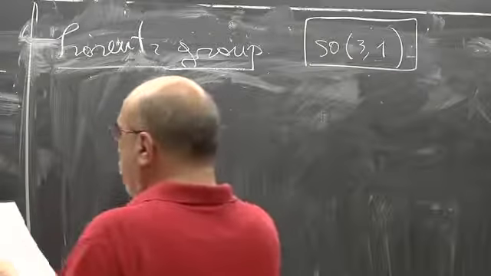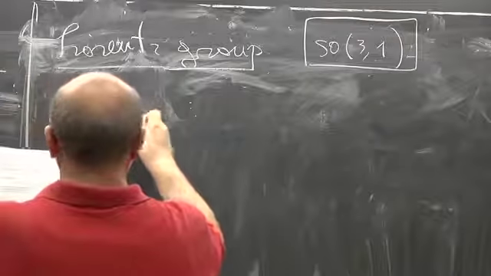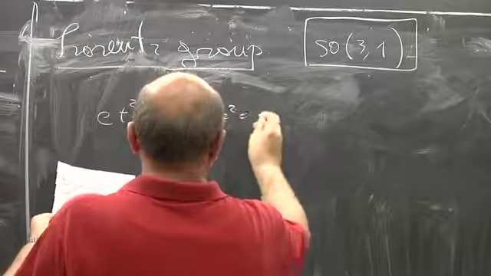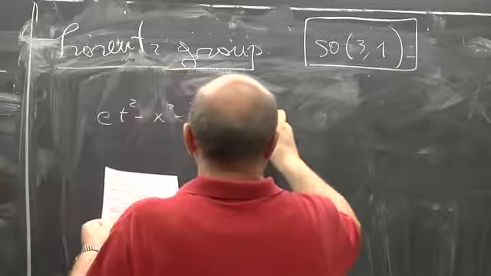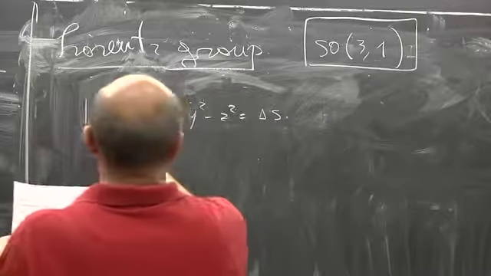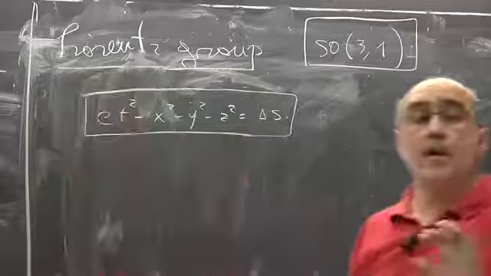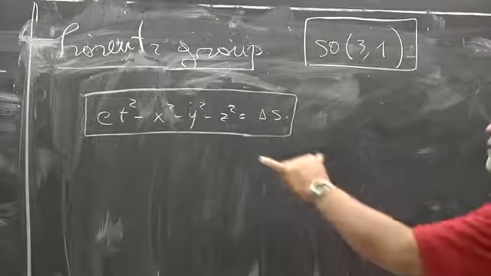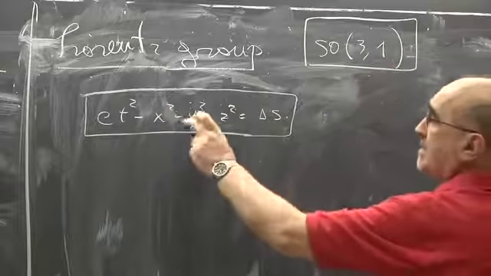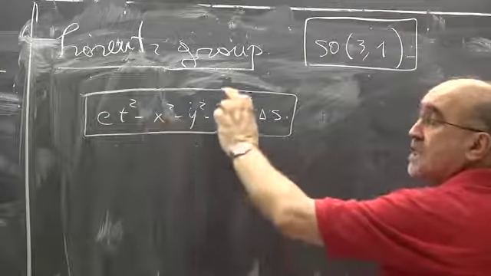It means it leaves invariant the following thing: ct squared minus x squared minus y squared minus z squared. This is, let's call it delta S, okay? This is the quantity that is left invariant. So we call Lorentz group that group of transformations that leaves this invariant. Now the 3, 1 means there are 3 minus 1 and 1 plus 1. So this is a pseudo length.